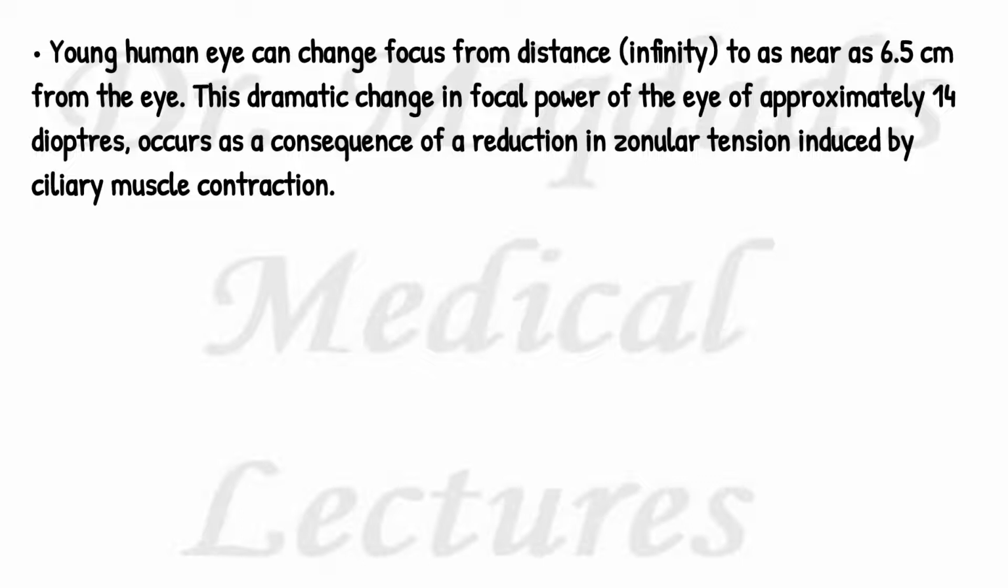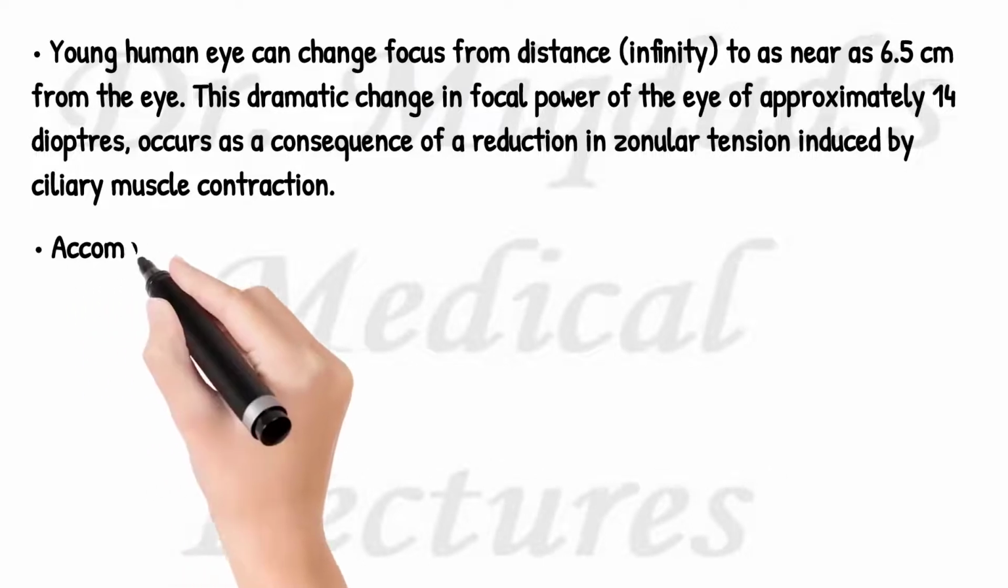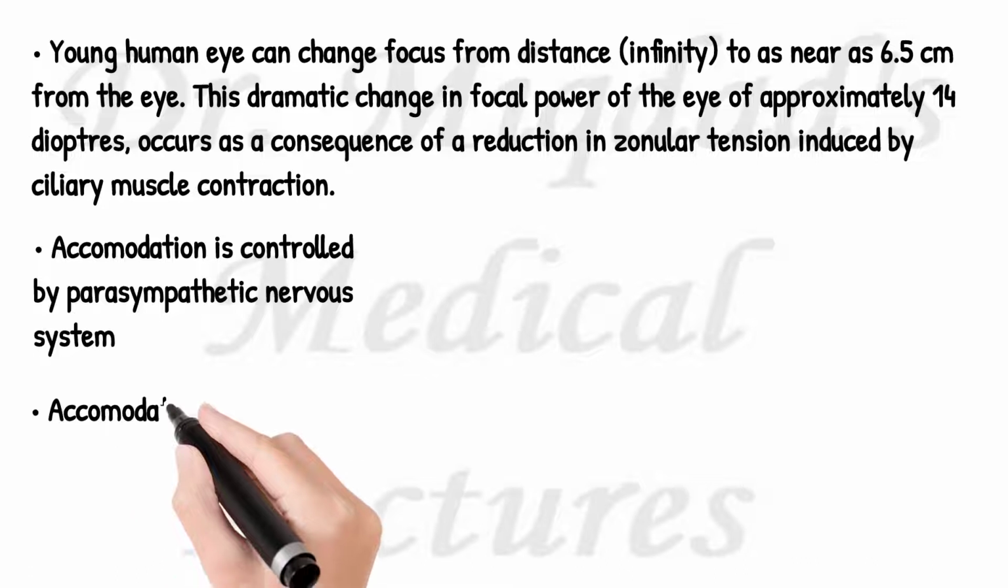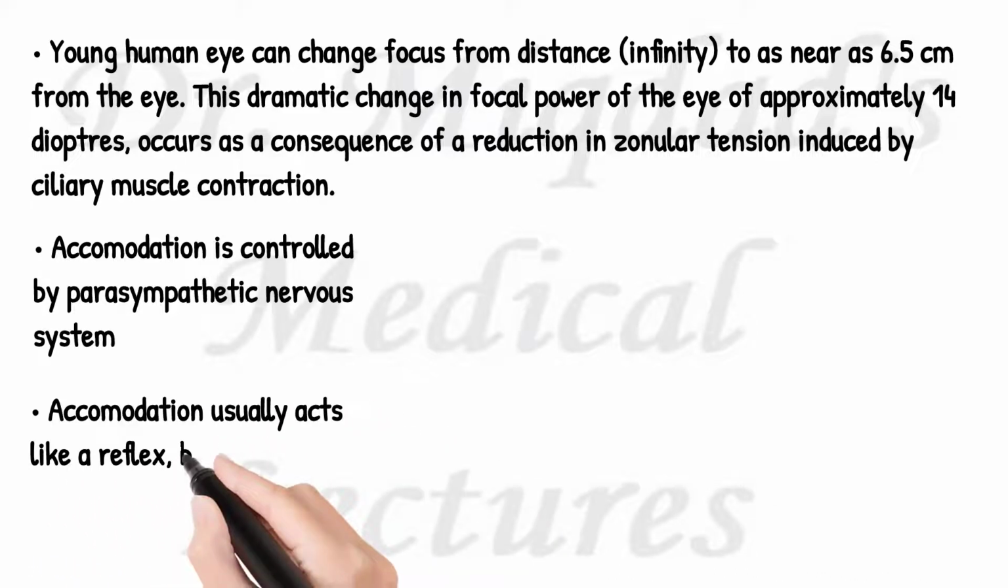Another important point to remember is that the amplitude of this accommodation decreases with age, as the lens loses its flexibility due to aging, and thereby its capacity to alter its refractory power will decrease from 14 diopters to as low as 0 diopters. And this leads to a condition called presbyopia. Now, accommodation is controlled by parasympathetic nerves, and it usually acts like a reflex, but can also be controlled consciously.